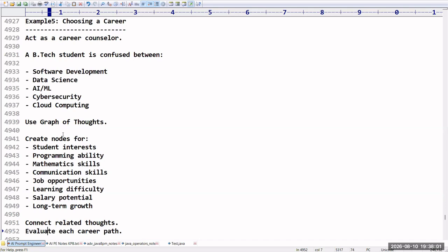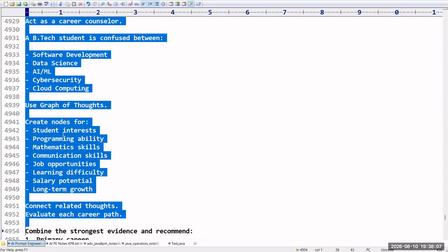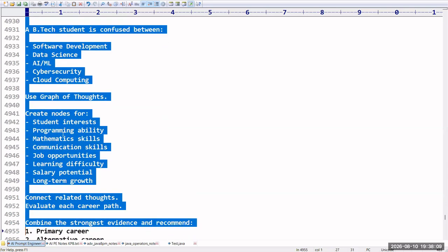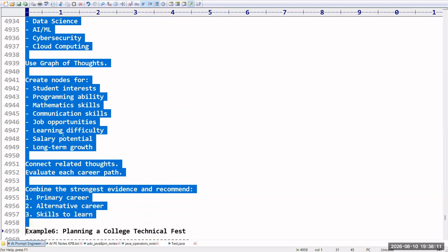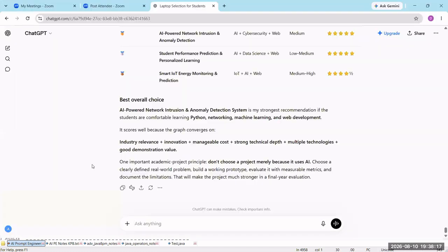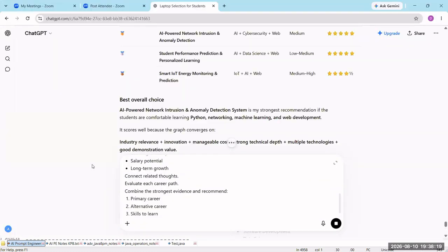Evaluate each career path. Okay. So next, combine the strongest evidence and recommend primary career, alternative career, skills to learn. These are the three things I want in the final result.